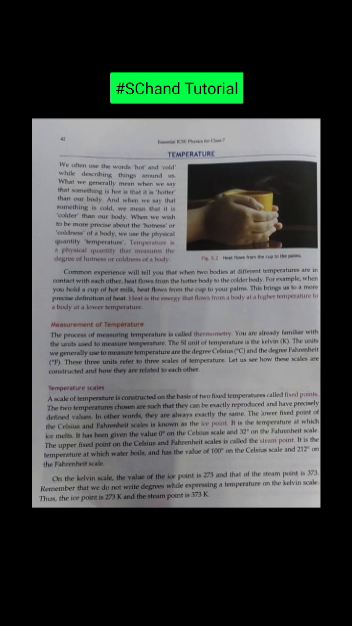In the Celsius scale, the ice point is 0 degrees Celsius and the steam point is 100 degrees Celsius. In the Fahrenheit scale, the ice point is 32 degrees and the steam point is 212 degrees Fahrenheit. And on the Kelvin scale, the ice point is 273 Kelvin and the steam point is 373 Kelvin.